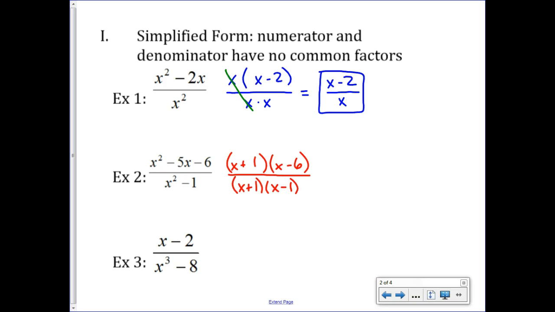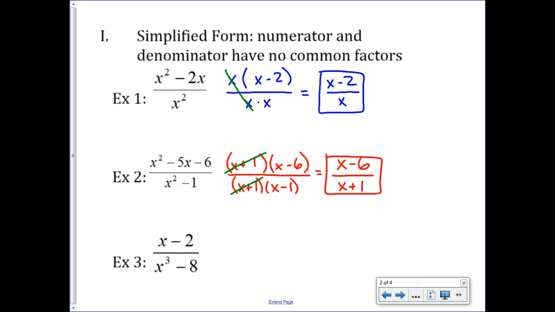So if you notice, we have x plus 1 and x plus 1. Yes, those do have addition, but they're both multiplying to something else. Both of those x plus 1s are identical. So then we're left with x minus 6 over x plus 1. And that's as simplified as we can get it. There's nothing else we can factor. There's nothing else we can cancel.